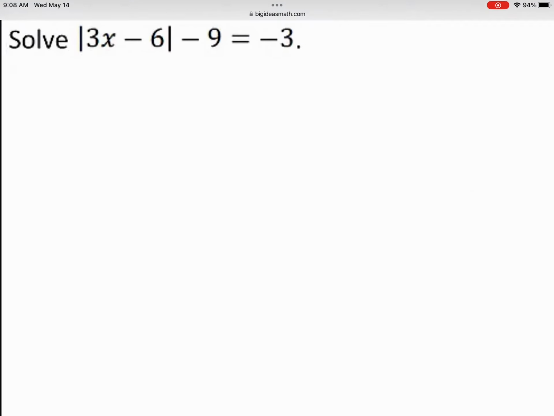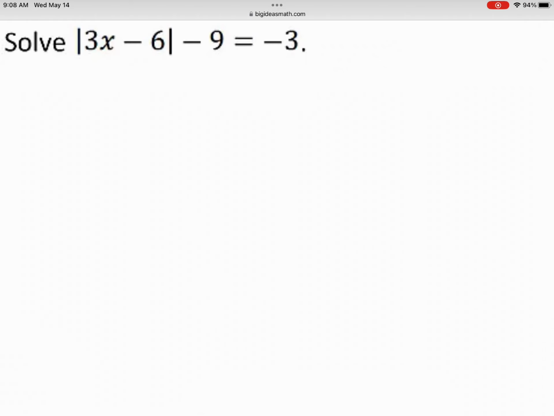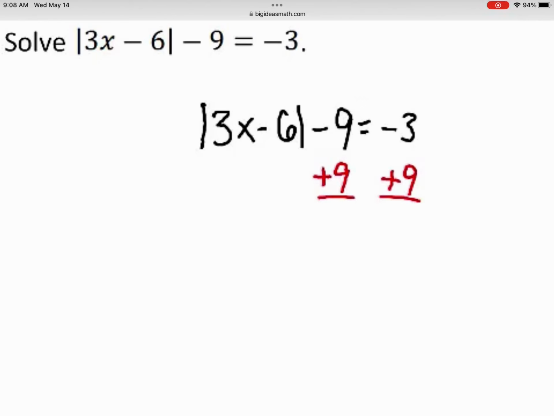Solve the absolute value of the quantity 3x minus 6, minus 9, equals negative 3. First, isolate the absolute value expression on one side of the equation. To do this, add 9 to each side, giving you the absolute value of the quantity 3x minus 6 equals 6. Now write two related linear equations for this absolute value equation.